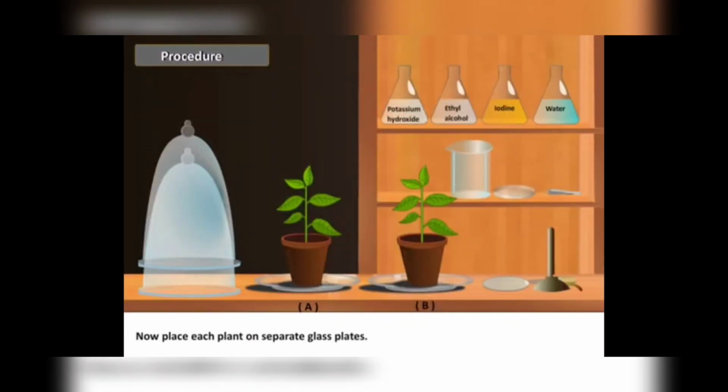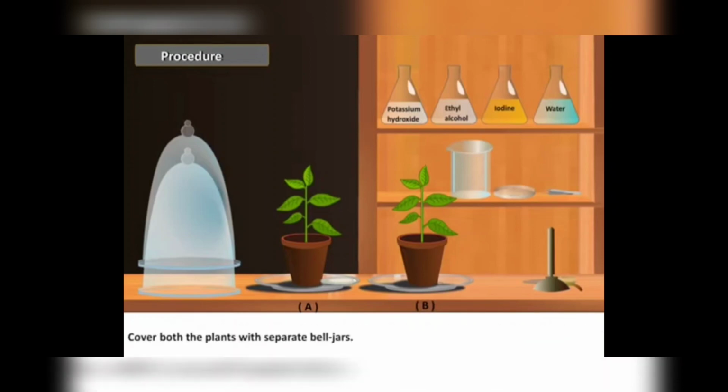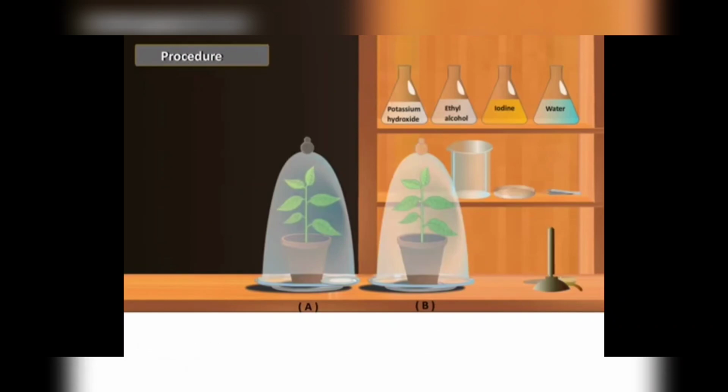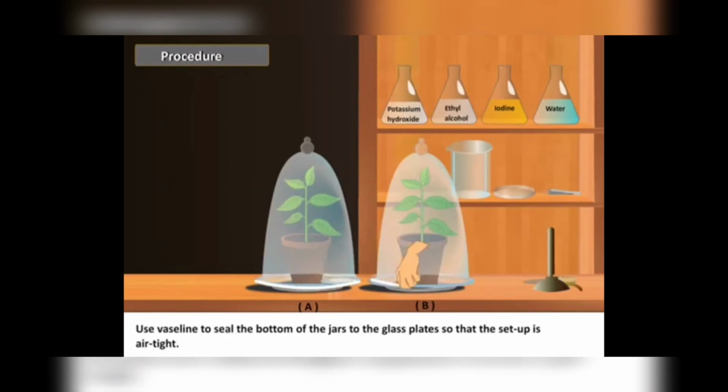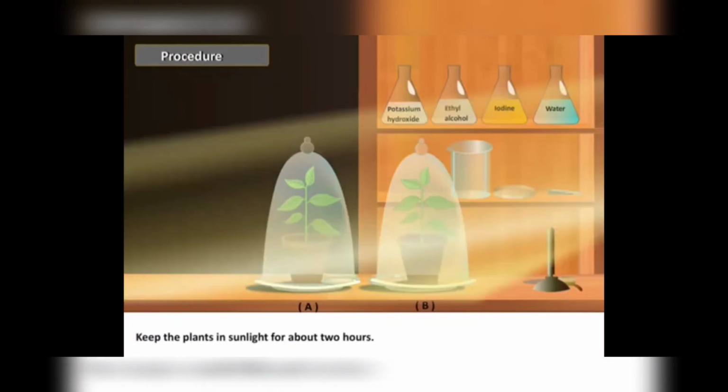Now place each plant on separate glass plates. Place a watch glass containing potassium hydroxide by the side of plant A. Potassium hydroxide is used to absorb the carbon dioxide. Cover both the plants with separate bell jars. Use Vaseline to seal the bottom of the jars to the glass plates so that the setup is airtight. Keep the plants in sunlight for about 2 hours.